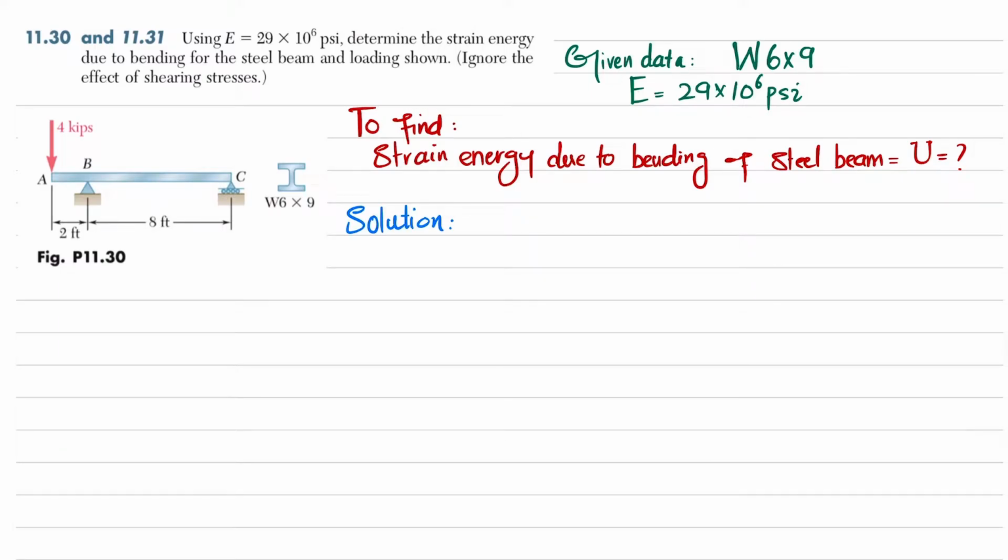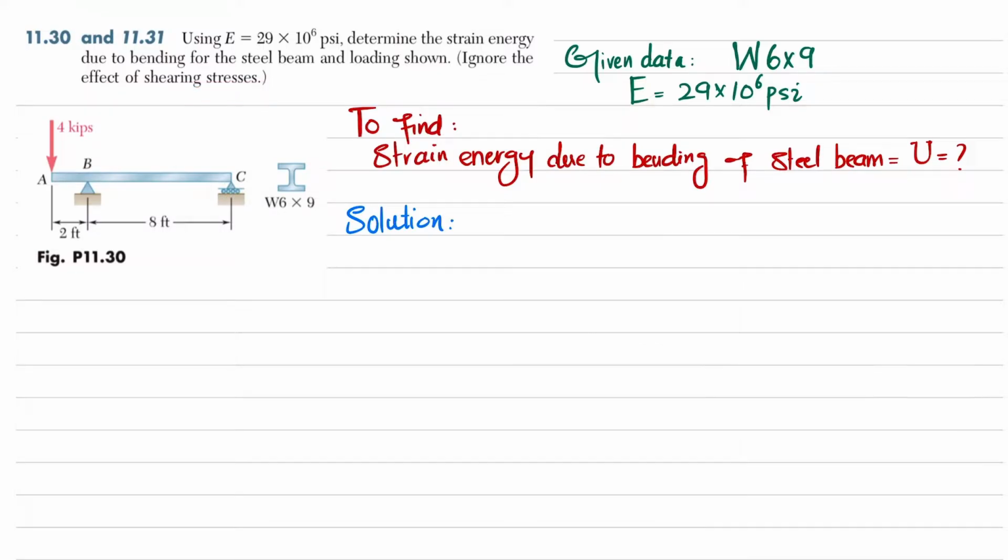Welcome back. Today we'll solve problem 11.30. So the statement is: using E equal to 29 into 10 raised to the power 6 psi, determine the strain energy due to bending for the steel beam and loading shown. Ignore the effect of shear stresses.